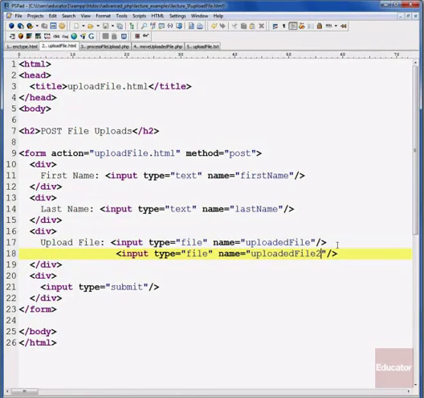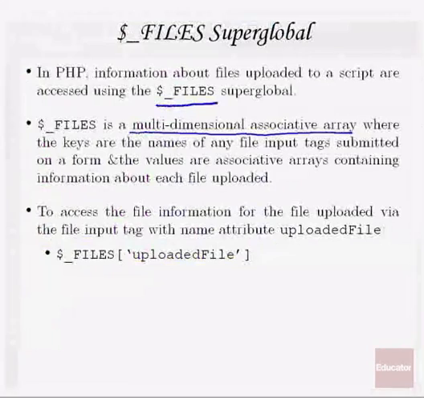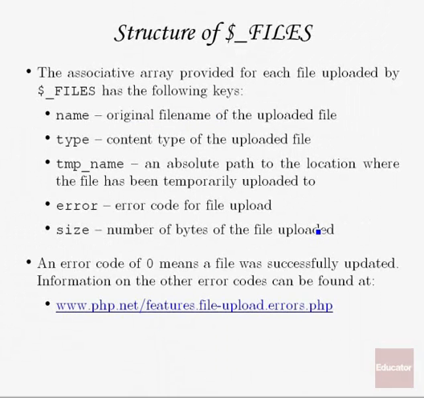Let's say we call this one uploaded file 2. The keys of this files array are the names of those file input elements. So for example, the way we would access information about the uploaded file input tag is we would use uploaded file as the key to the files array. What that returns is an associative array that contains information about that file that was uploaded. So the files superglobal provides information about all the files that a particular script or form has uploaded, and the keys are the names of any file input elements we have in our HTML form.